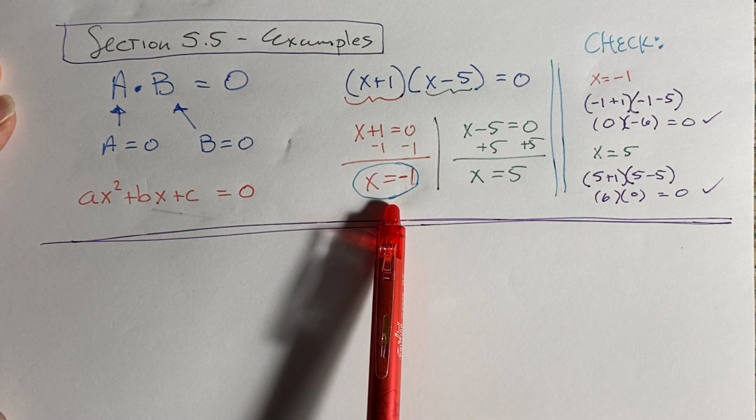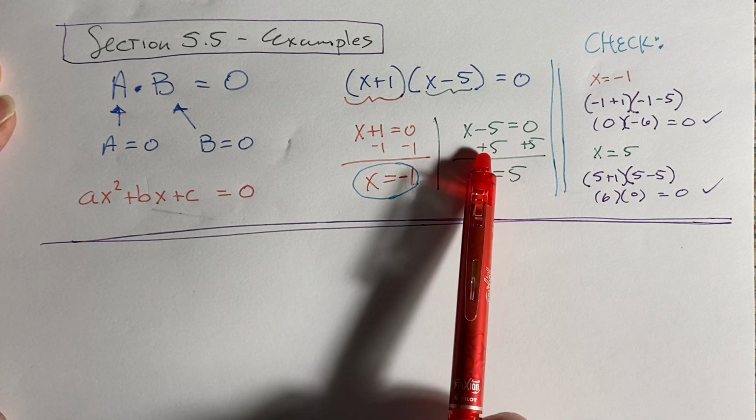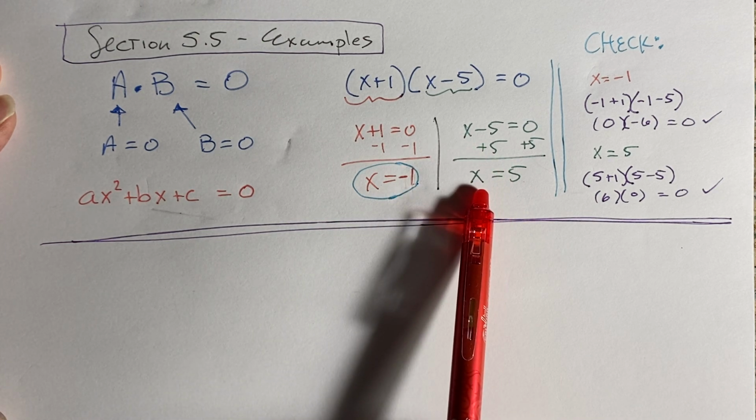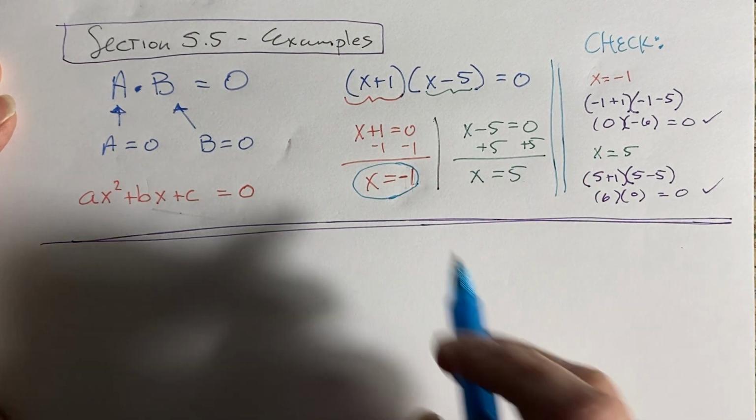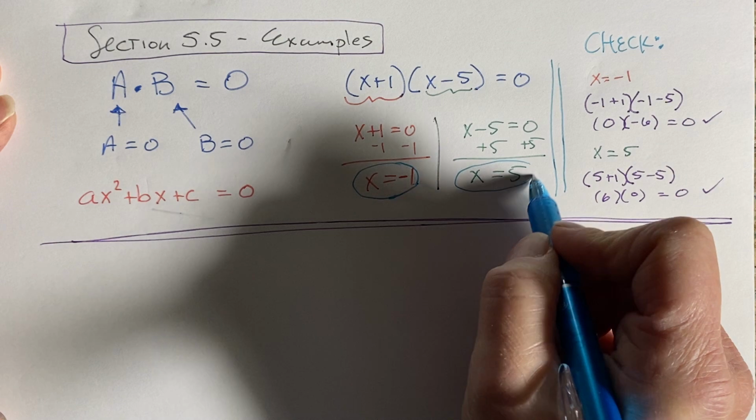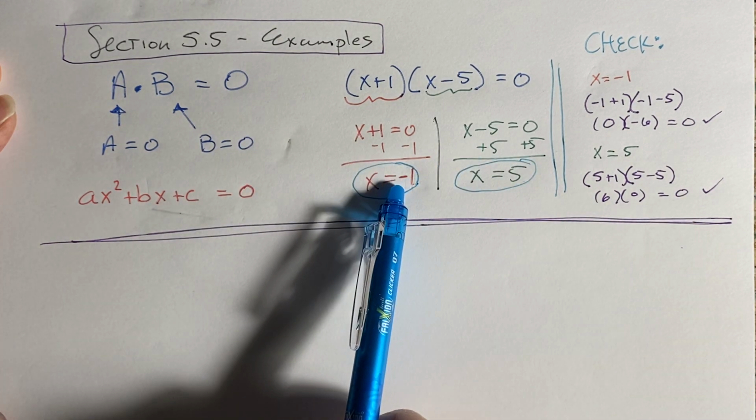Solving this one, you get x equals -1. Solving this one, we get x equals 5. So you can see both of these, x equals -1 or x equals 5, are solutions. So you can check it.